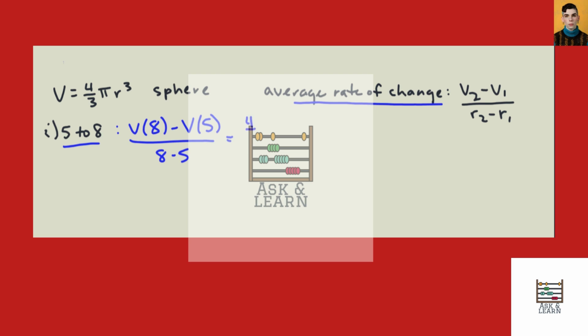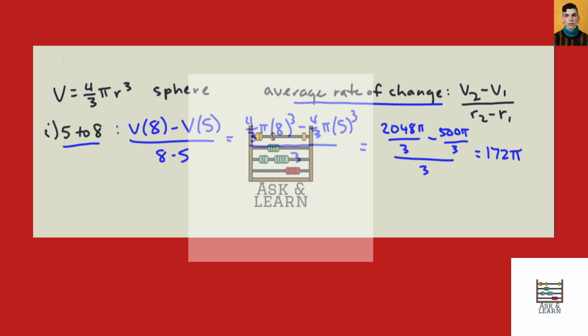And so we have 4/3 pi times 8 cubed minus 4/3 pi times 5 cubed divided by 3. And we'll spare you all the details from all the fraction work. You end up with 2048 pi over 3 minus 500 pi over 3 divided by 3, and that gives you 172 pi. And the units: the volume was measured in cubic micrometers and the radius is in micrometers, so we would have cubic micrometers per micrometer.